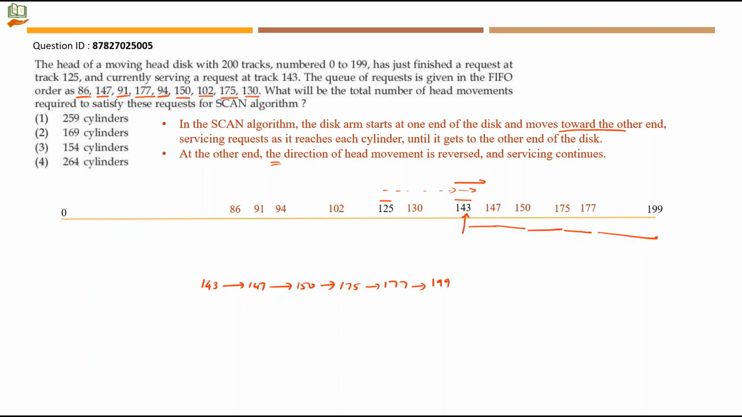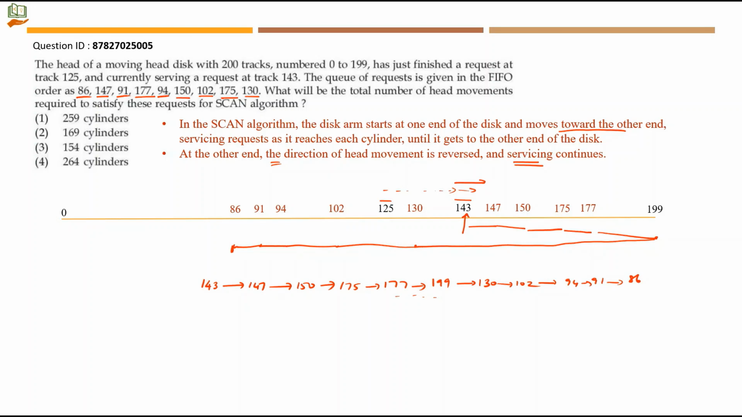So where is the first request in the reverse direction? It is 130. So from 199 it will start serving 130. After 130 we have 102. After 102 we have 94, then 91, then 86.